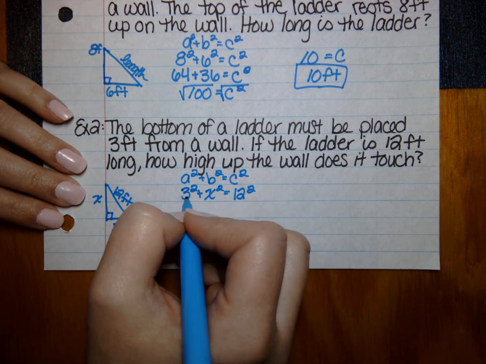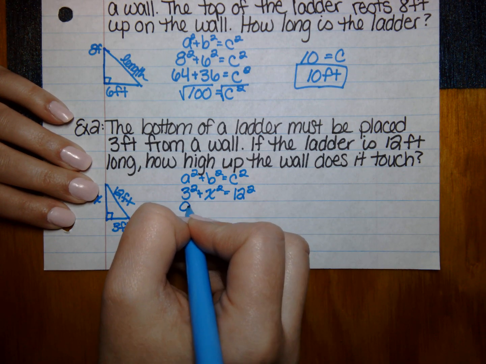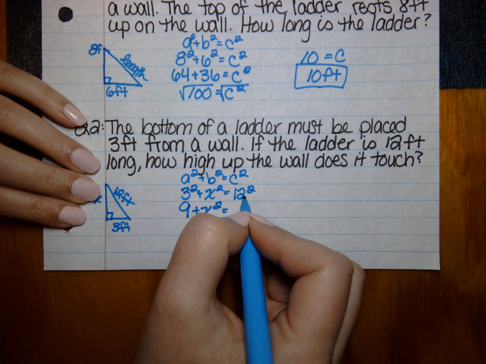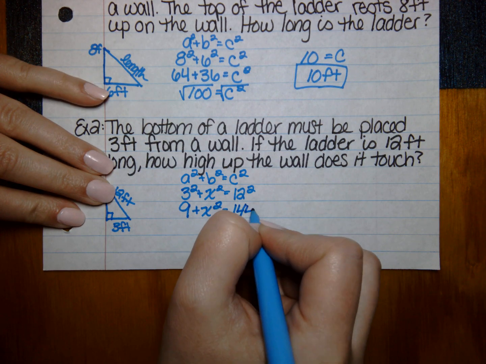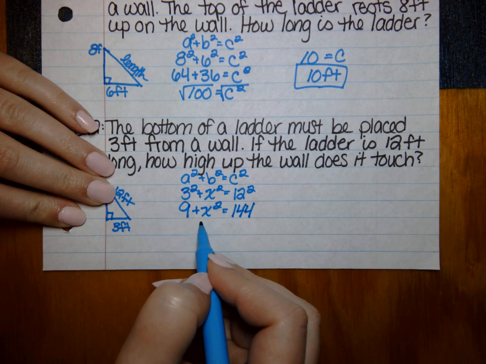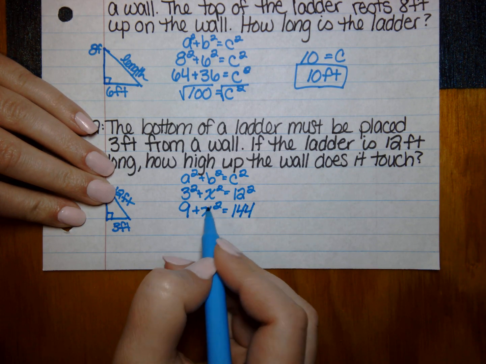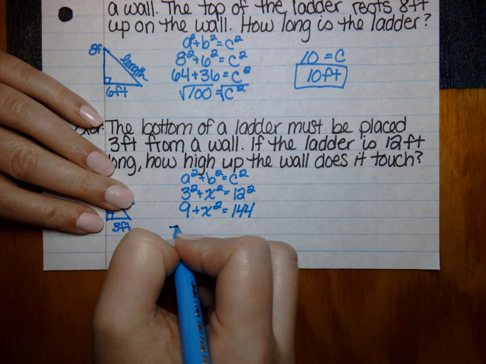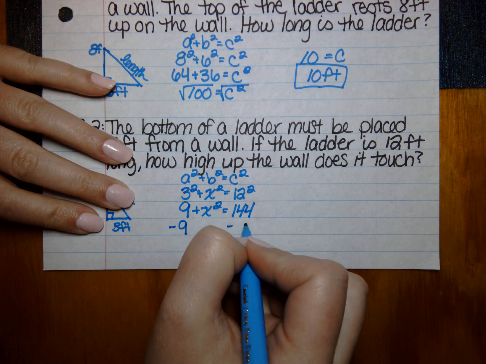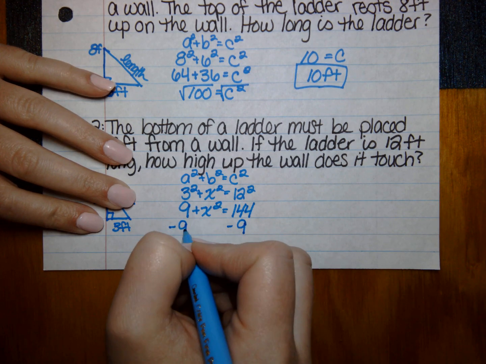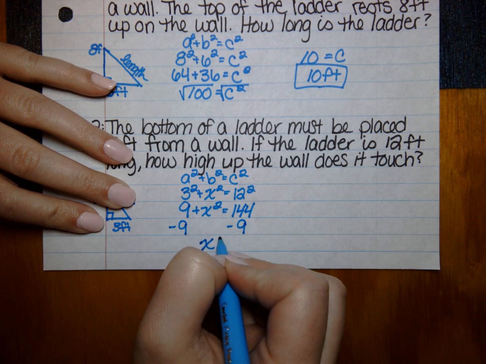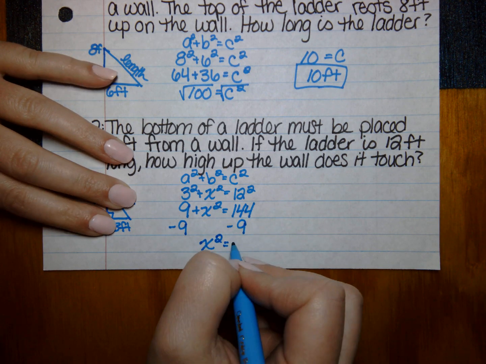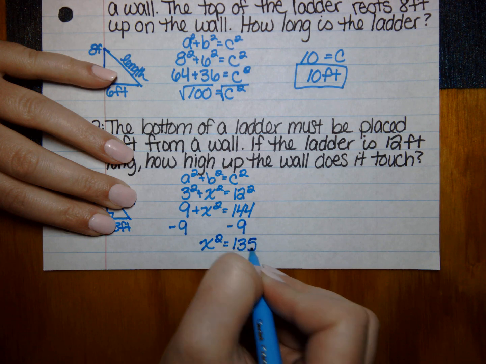So now when I solve everything, 3 times 3 is going to give me 9. I still have my x squared. It's equal to 12 times 12, which is going to give me 144. So now I have to rearrange to get this x squared by itself so that I can do my square rooting. So I'm going to have to subtract 9 from both sides, because 9 minus 9 is going to give me 0, so I'm left with my x squared. 144 minus 9 is going to give me 135.